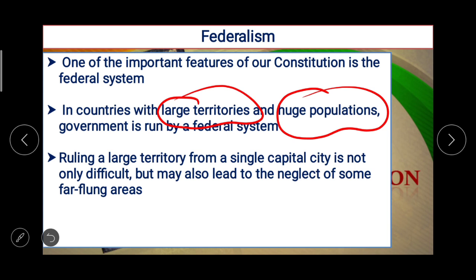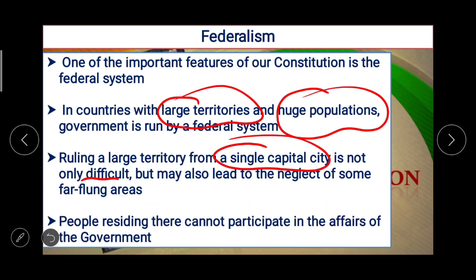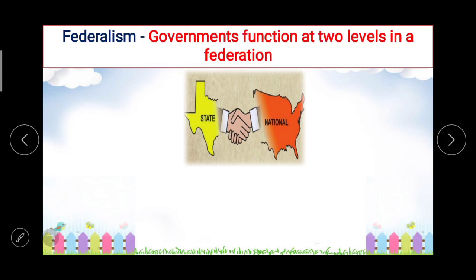Now, why is the government run by a federal system? Because ruling a large territory from a single capital city is not only difficult, but may also lead to the neglect of some far flung areas. If there is only one capital and the entire country is run from there, then the far away areas may be neglected, the government will not reach there, the administration will not reach there, and that is why the federal system is accepted. People residing there cannot participate in the affairs of the government. And to solve all these problems, there is a solution.